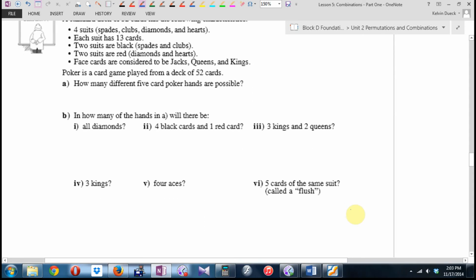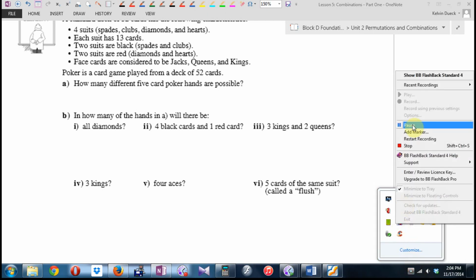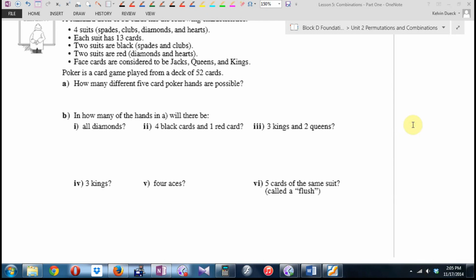You ready? So, poker is a card game from a deck of 52 cards. How many 5-card poker hands are possible? Now, again, pause the video for 1 second. How many different 5-card poker hands are possible? How many cards are there in the deck?